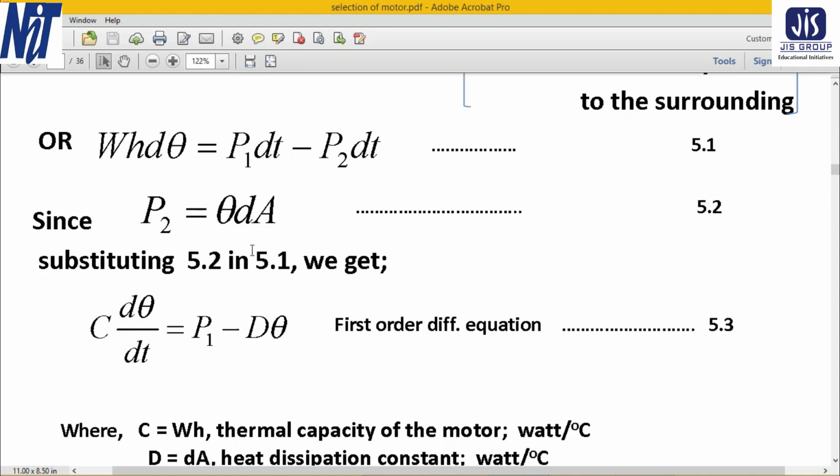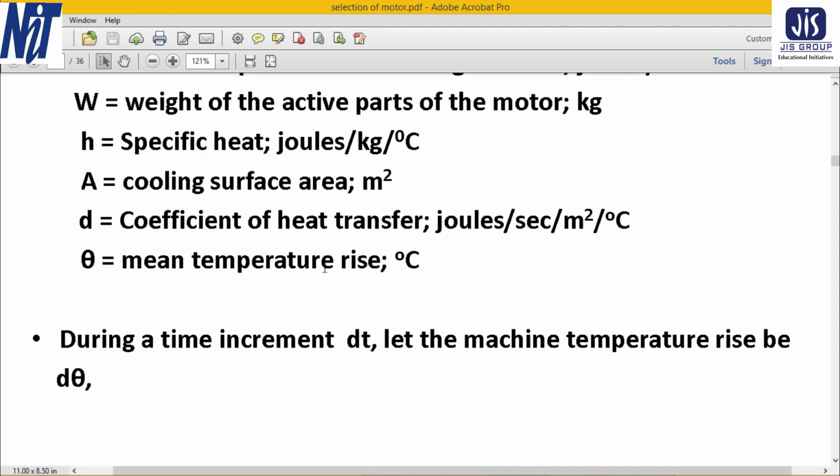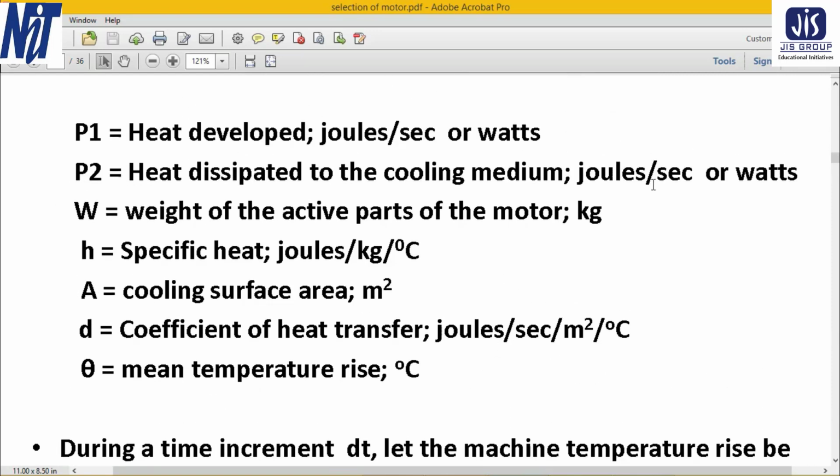And what is my D? It is D into A, because theta is the mean temperature rise, and D is the coefficient of heat transfer per degree centigrade. So theta into D we got, and it is per meter square. So we will multiply with A, and we will get joule per second. So that is my joule per second. Are you getting my point?